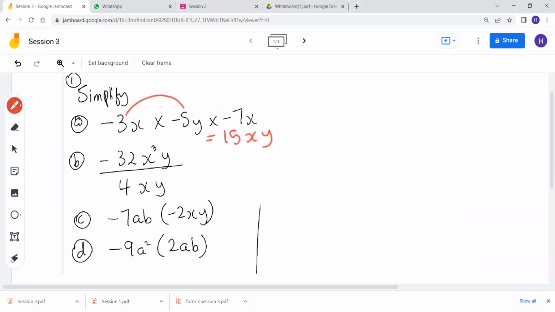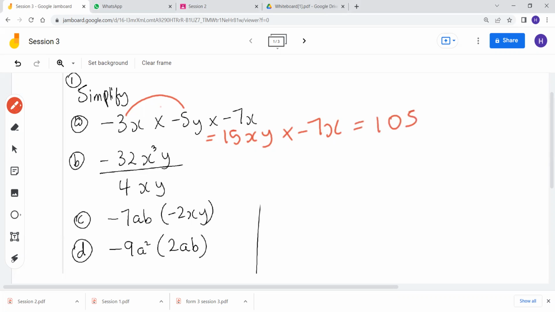Negative by negative is positive. So write positive 15xy, multiply now by minus 7x, right? So 15 by 7 is so much. Feel free to comment the answers in the chat, right? If you want to comment, you can participate. 15 by 7 is so much. 105, yes, thanks. So the answer is 105.